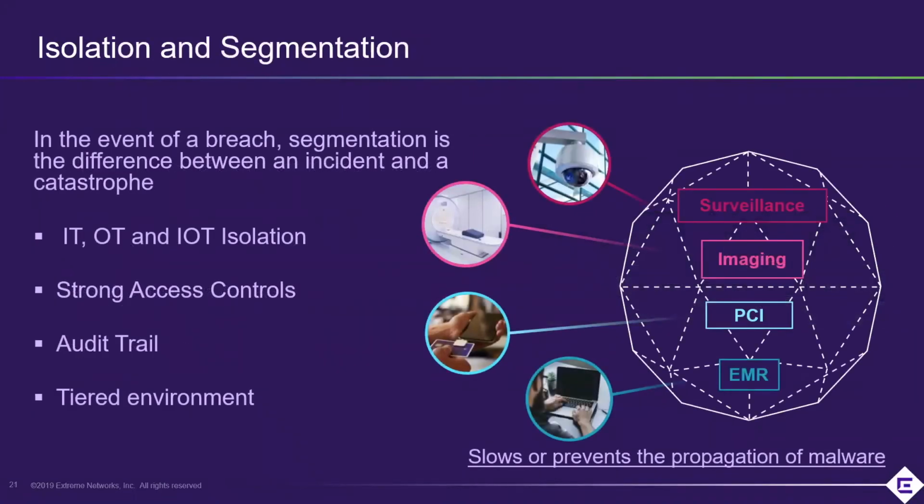Isolation and segmentation between IoT, OT, and IT. Very, very key. Strong access controls into and out of these isolated environments. Audit trails, because now you have the ability to track your assets according to their domains of interest. Tiered environments, both within and between.